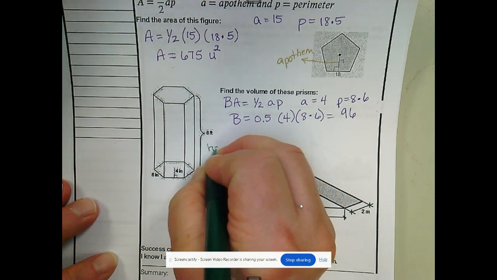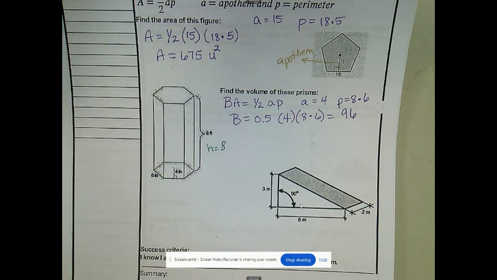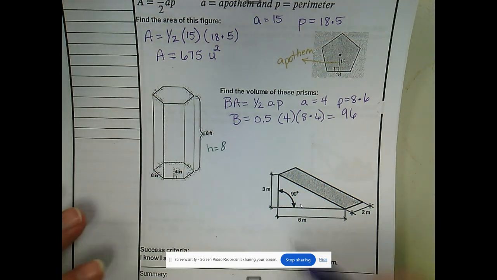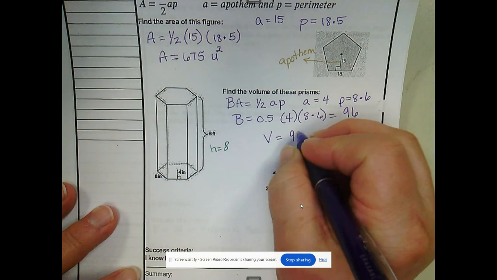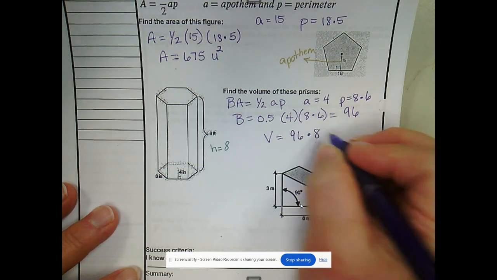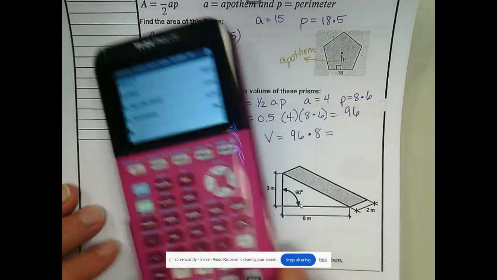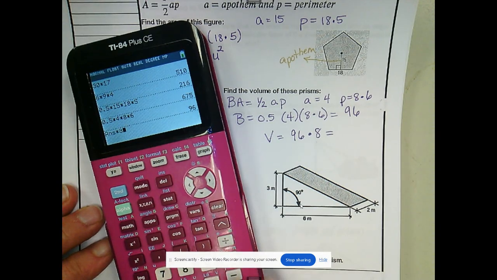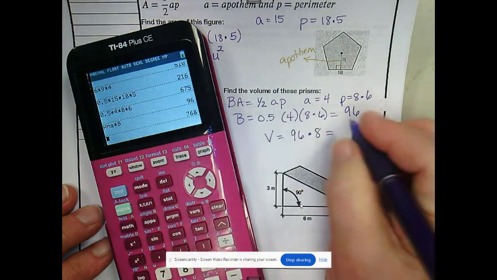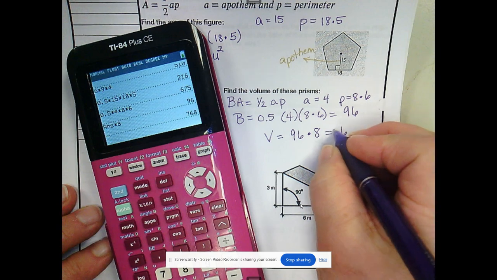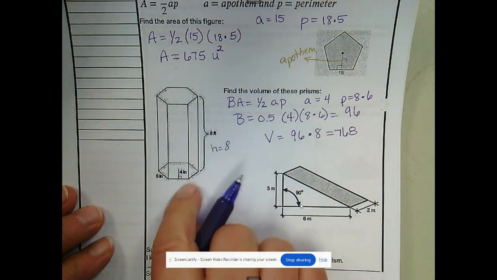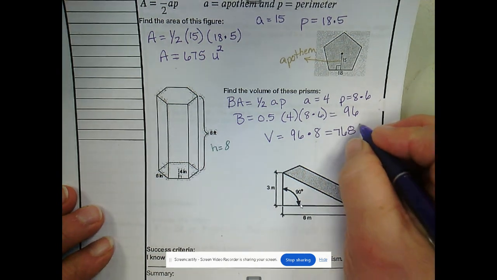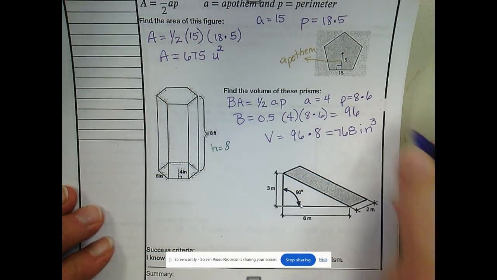Our height is equal to 8. So for my volume, 96 times 8, and I get 768, and that is inches to the third power.